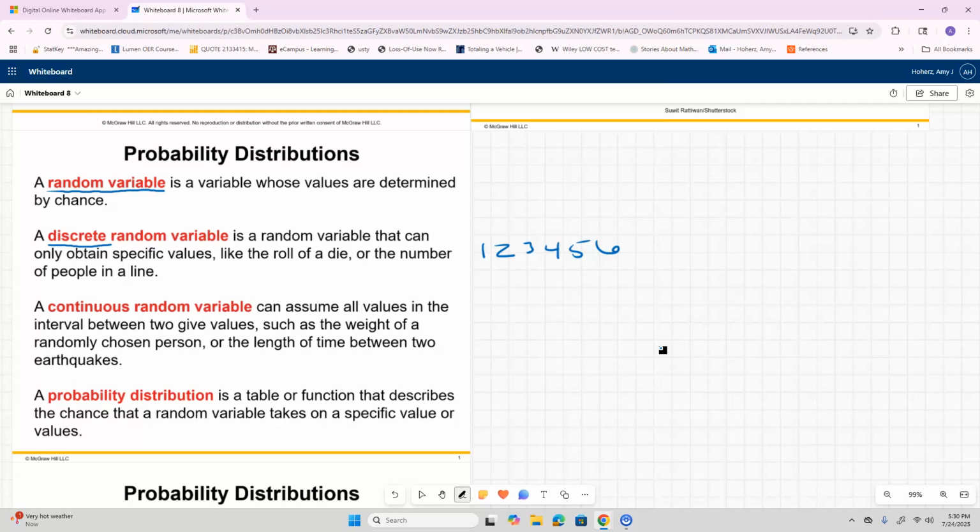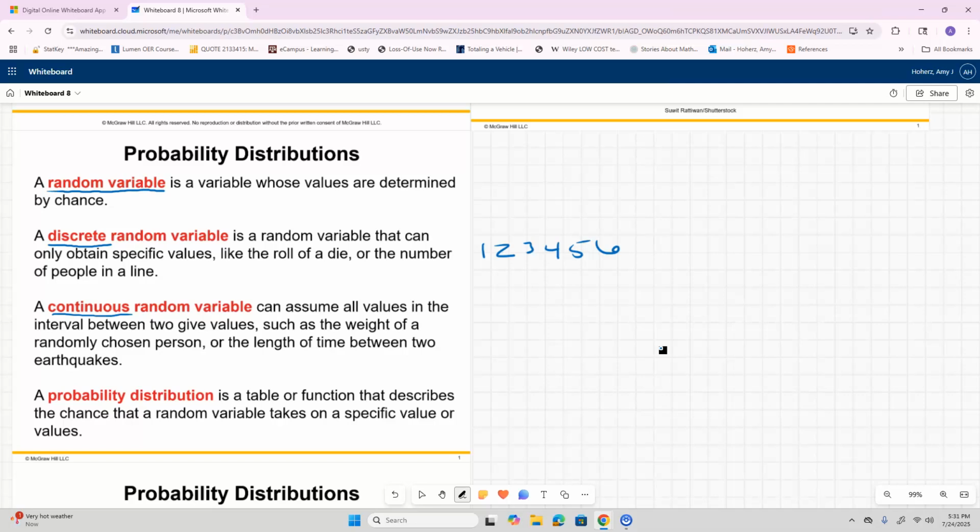A continuous random variable, on the other hand, can assume values in between two given values. So you're talking about things like weight or length of time, where you can partition off the measurements. So with weight, yes, you could round to the nearest pound, but you could also round to the nearest tenth or hundredth or however small of a measurement increment you needed.